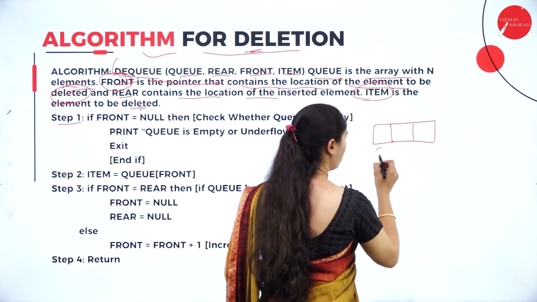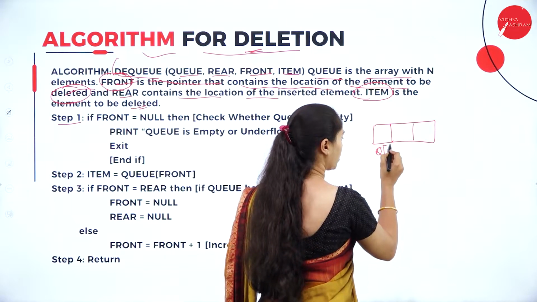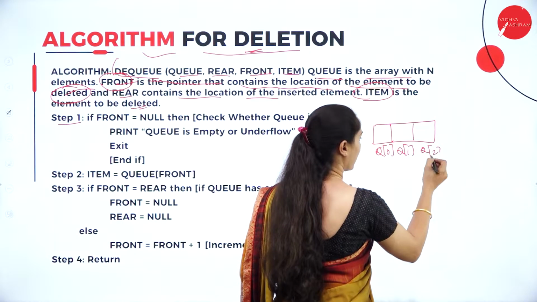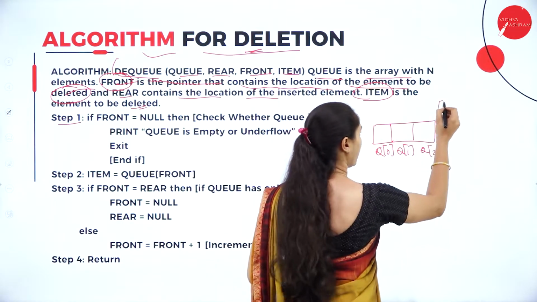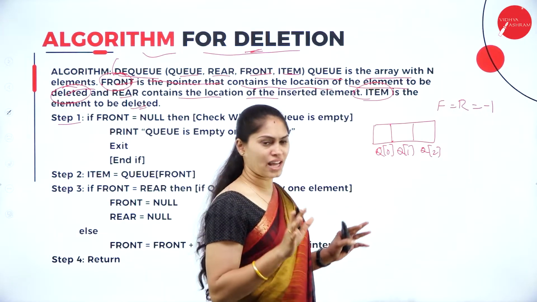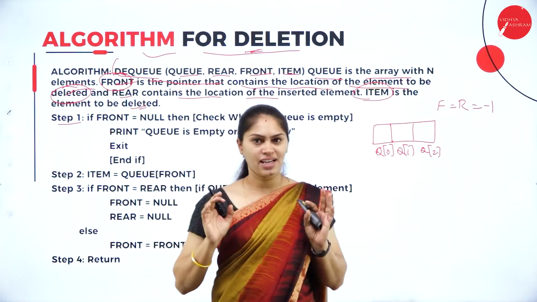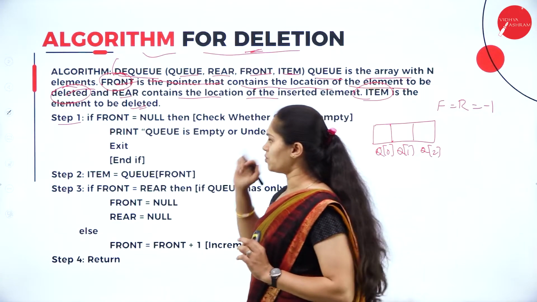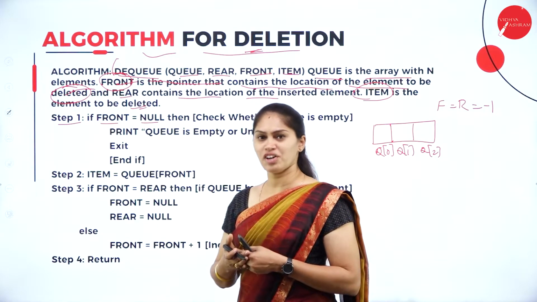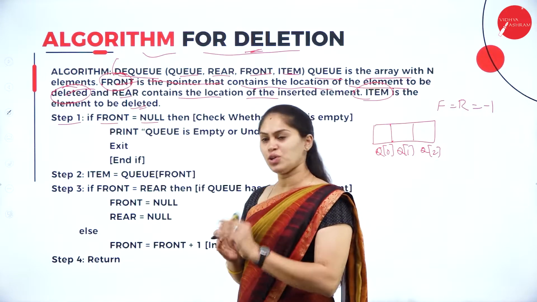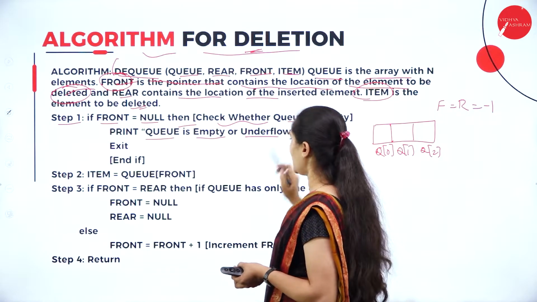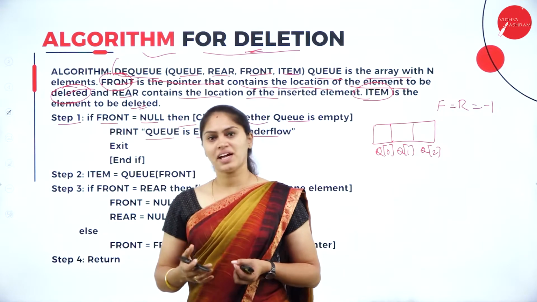Let me consider the Q name as Q itself, Q of 0, Q of 1, and I have Q of 2. So as of now, front and rear both are at -1. That means I don't have any element in the Q. We are just simply creating a Q. So now, front is equal to null. If front pointer is pointing to null, at that time we can say that the Q is empty or underflow if you don't have any element.